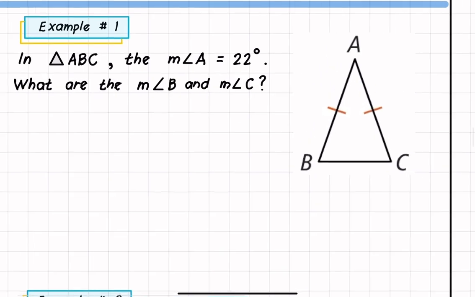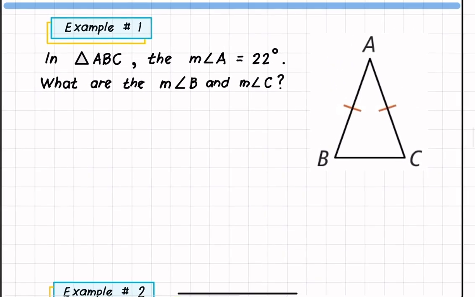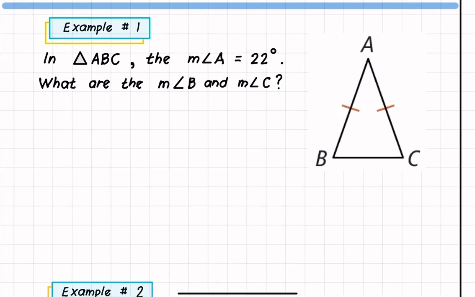Okay, let's go to example number 1. In triangle ABC, the measure of angle A is 22 degrees. So this one is 22 degrees. What are the measures of angle B and angle C?